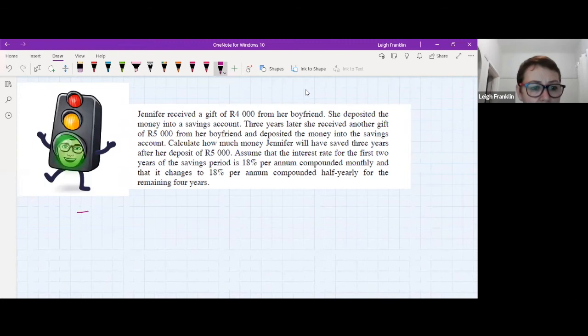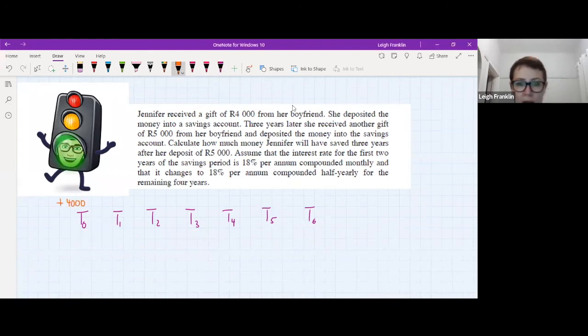Okay, so that means at T0, Lucky Jennifer goes plus 4,000. 3 years later, 1, 2, 3, Lucky Jennifer plus 5,000. Okay, so that's the money that's gone into her account.